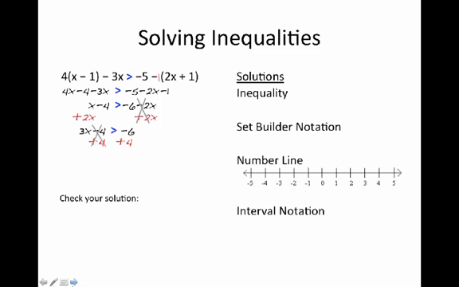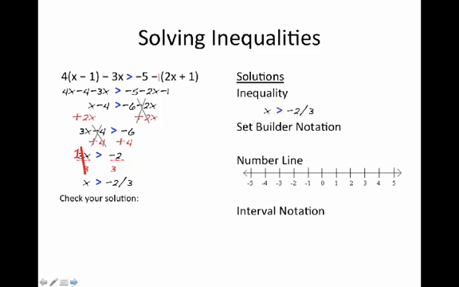Negative 4 plus 4 is 0. That leaves me 3x on the left is greater than negative 6 plus 4, which is negative 2, on the right. To get the x by itself, I'm going to divide both sides by 3. 3 over 3 is 1, so I've got x on the left is greater than negative 2 over 3 on the right. I didn't flip my inequality because I divided by a positive number.